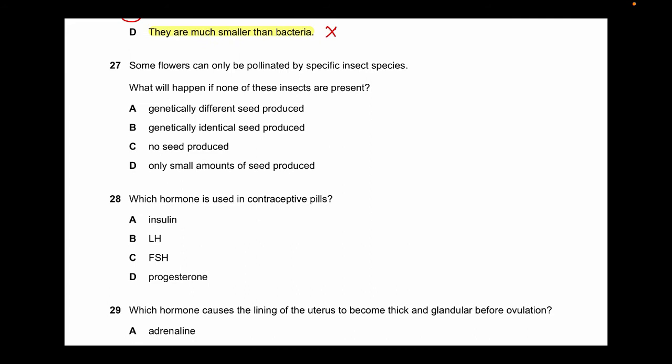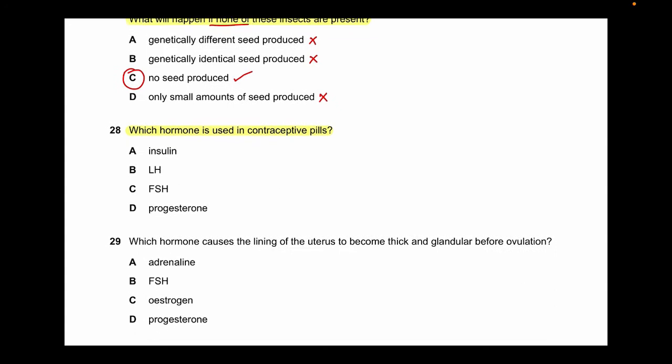Question number 27. Some flowers can only be pollinated by specific insect species. What will happen if none of these insects are present? Well, the key word is none of the insects are present. So genetically different seed will be produced? No. Genetically identical seeds will be produced? Probably no. There is a very high likelihood that since they are insect pollinated, no seed will be produced. So option C sounds like the most favorable. Only a small amount of seed will be produced? No.